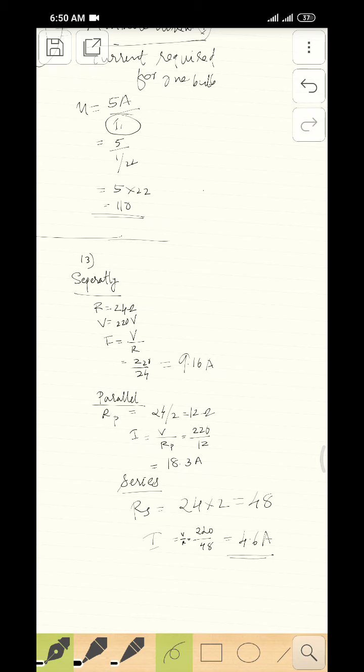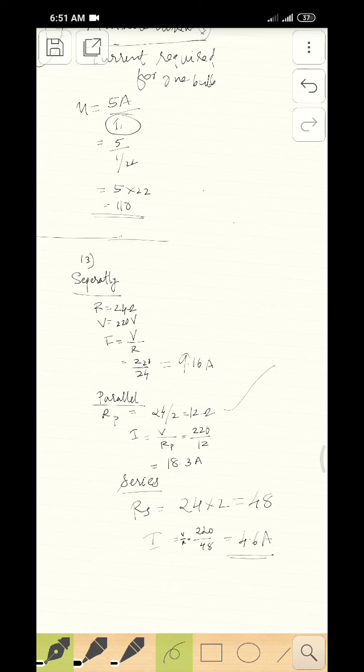Now if you are connecting two resistors of resistance 24 ohm in parallel combination, the net resistance will be R divided by n. Here the number of resistors connected in parallel is 2 only, and the resistance value is 24, so 24 divided by 2, that will be equal to 12 ohm. So 12 ohm is the equivalent resistance when you connect two 24 ohm resistors in parallel.